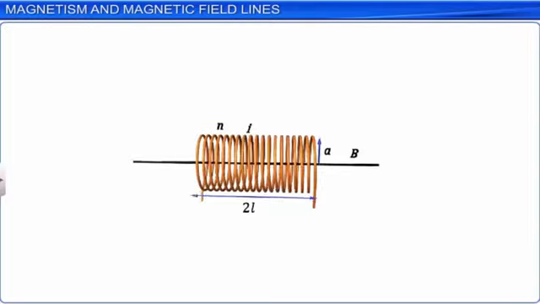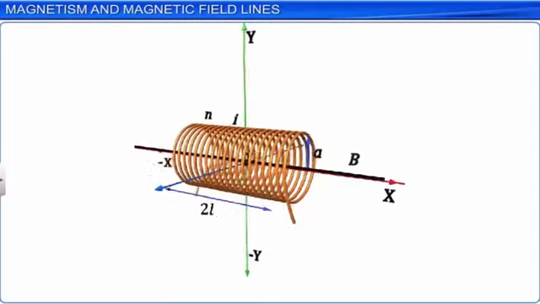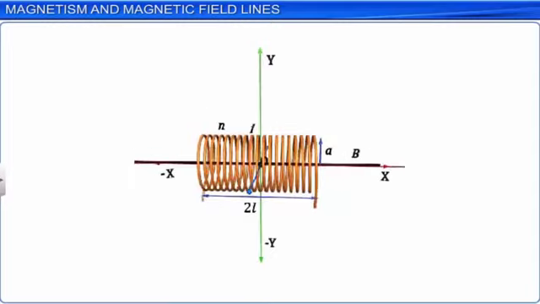Let the solenoid be placed such that the axis of the solenoid is along the x-axis of the coordinate system, and its center coincides with the origin. Then, the left end of the solenoid lies at the position -L, and its right end at +L. Let us consider a point P on the axis of the solenoid, and let R be the distance from the center of the solenoid to that point.